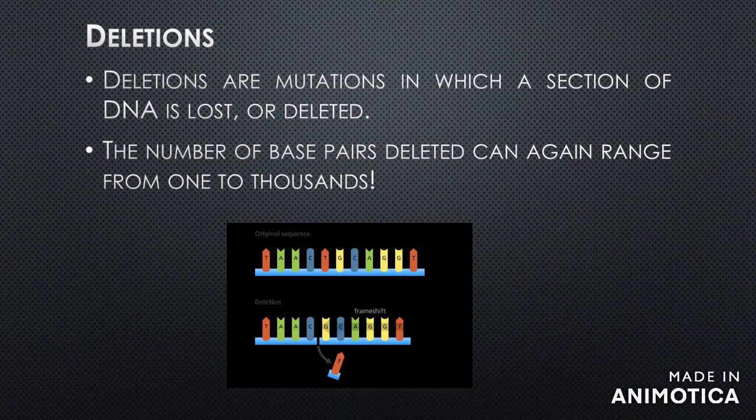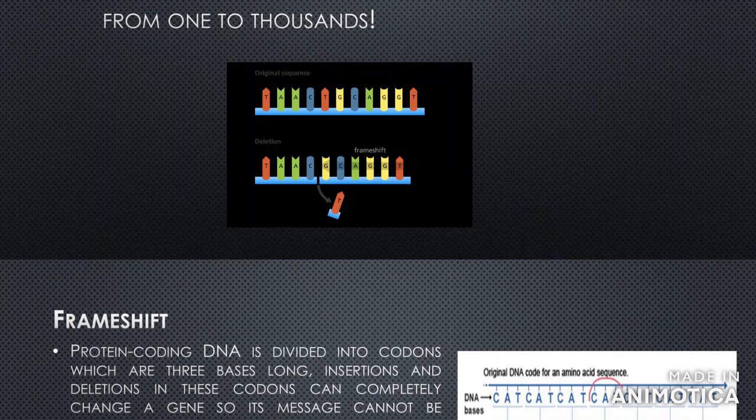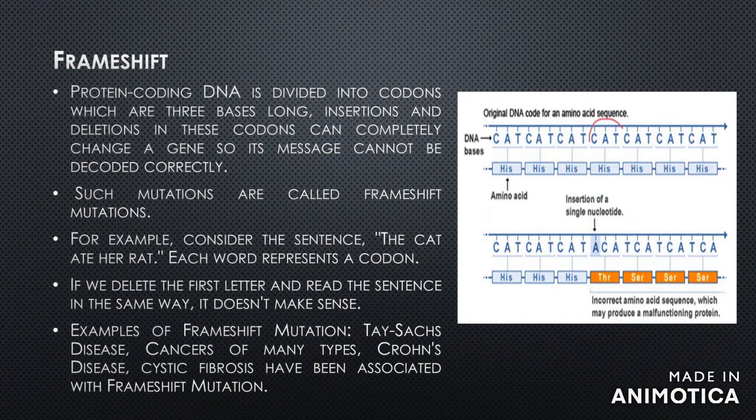Deletion. Deletions are mutations in which a section of DNA is lost or deleted. The number of base pairs deleted can again range from 1 to 1000. Frameshift. Protein coding DNA is divided into codons, which are 3 bases long. Insertions and deletions in these codons can completely change a gene, so its message cannot be decoded correctly. Such mutations are called frameshift mutations.